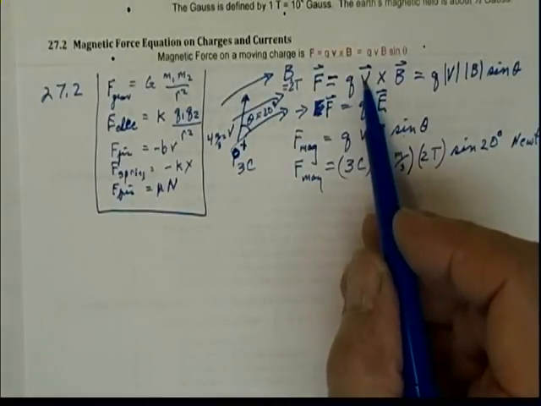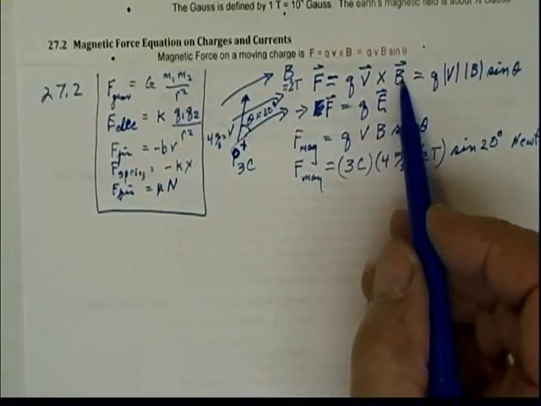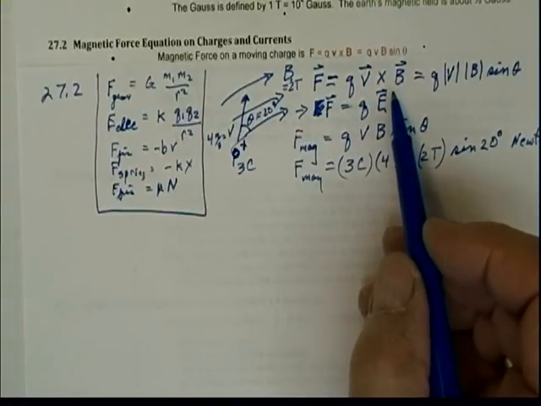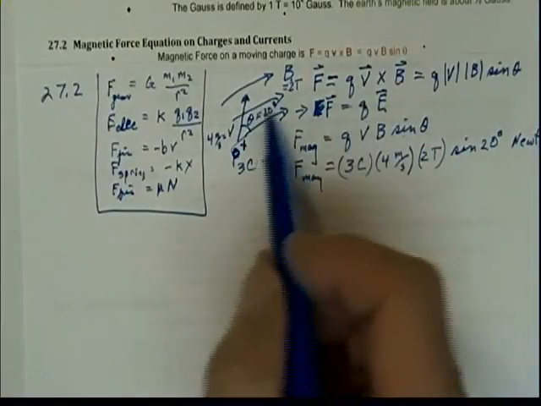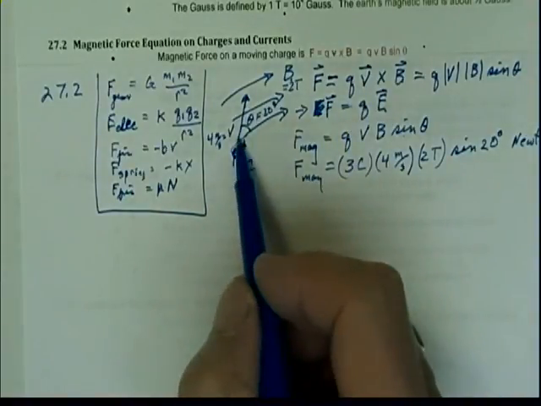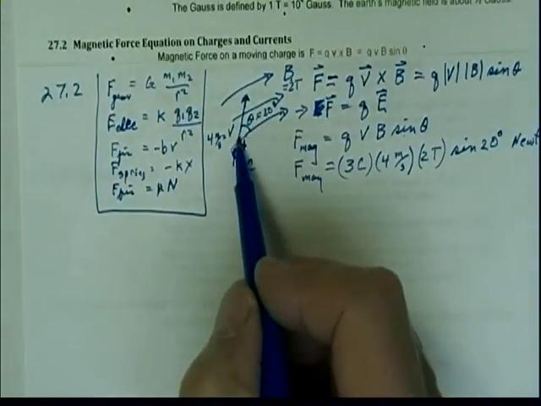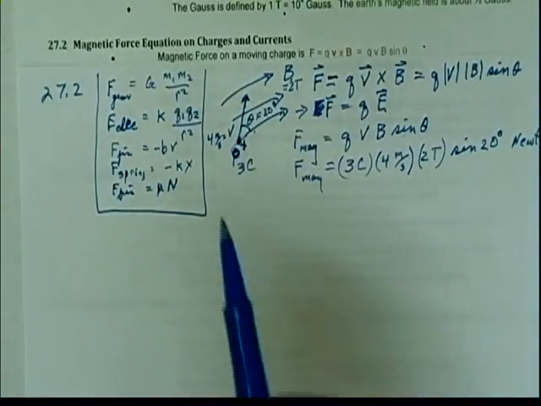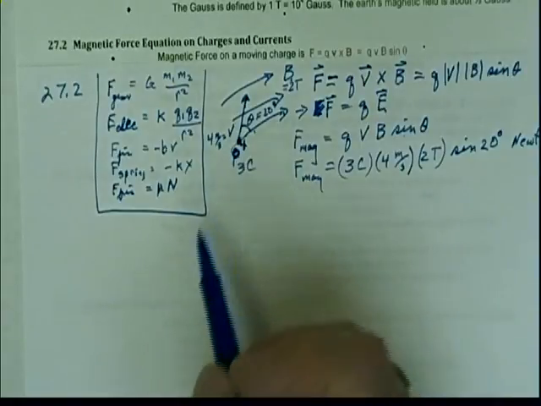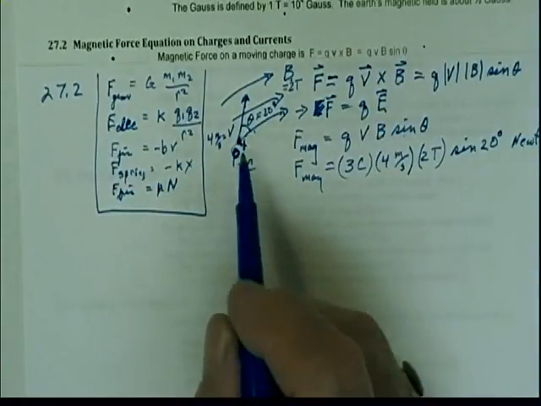force. And whichever comes first, we go from the first one to the second one with our fingers in the right-hand rule. So if this is the velocity going this way and the magnetic field is going this way, the force is always perpendicular to both. That means it comes out of the paper or goes into the paper. Well, which does it do?